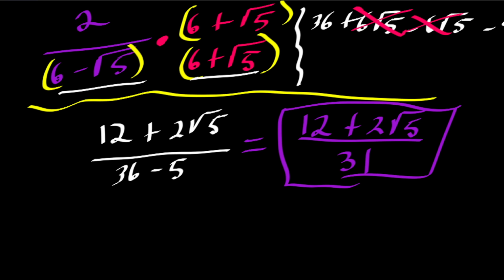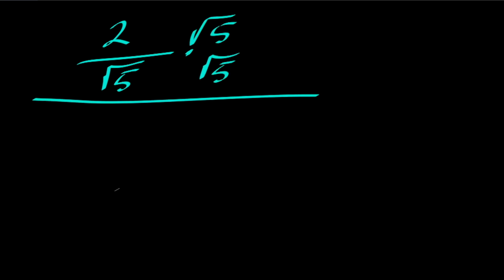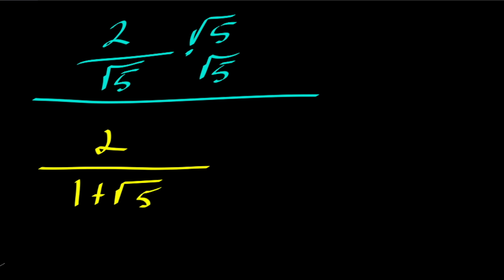The trick is, once again, if you just have like 2 over the square root of 5, and there's one single square root, only one term, that's when you can multiply the top and bottom by the square root of 5. Okay, no tricks there. Now, if the bottom is a binomial, like let's say we had 1 plus the square root of 5, that's where we have to multiply by the conjugate, which is changing the sign in the middle, but we still multiply.